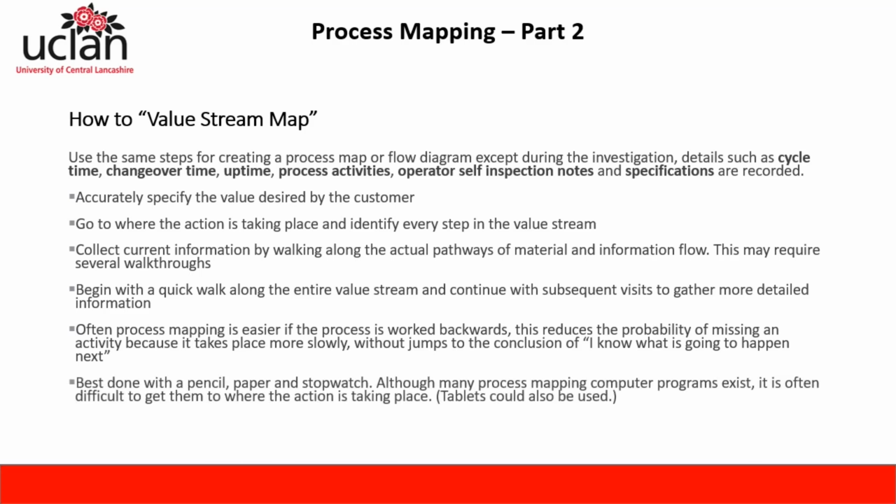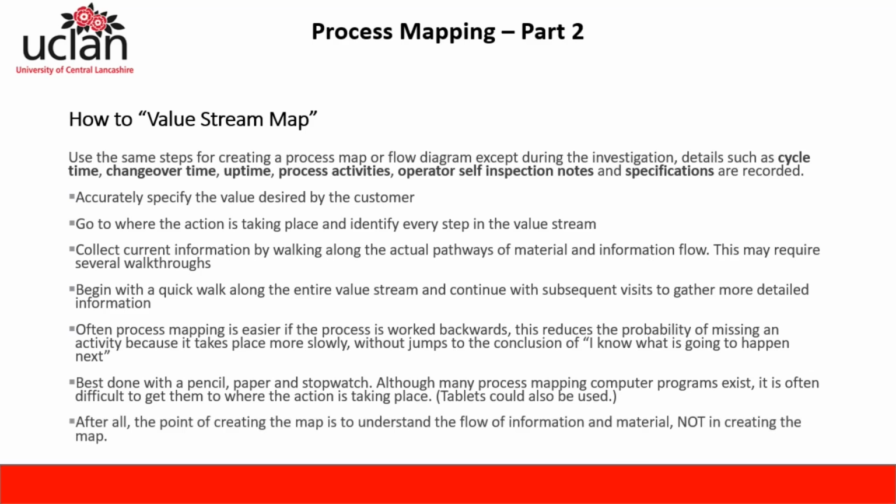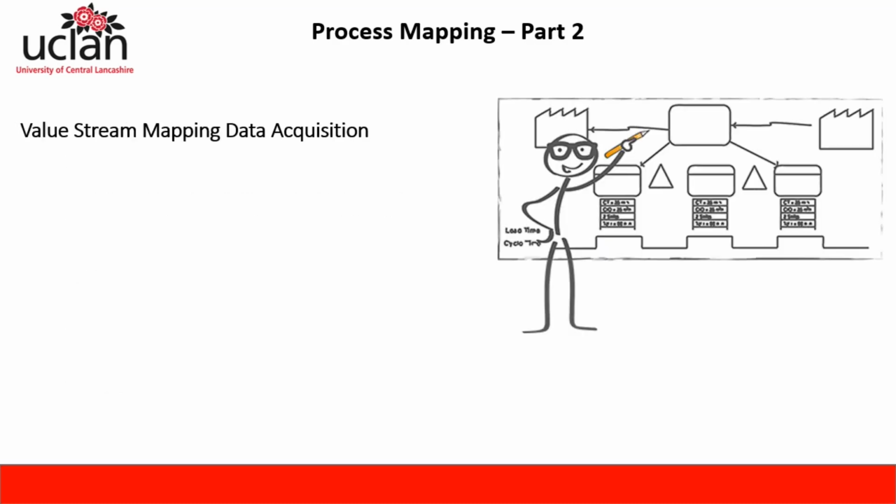It's best done with a pencil, paper, or stopwatch, and although many process mapping computer programs exist, it's often difficult to get them right to where the action is taking place. You can, of course, use tablets, but obviously a pen and paper is probably going to be best. After all, the point of creating this map is to understand the flow of information and the material, not in creating the map itself. So let's have a look at some of these extra pieces of data that you may include in a value stream mapping.